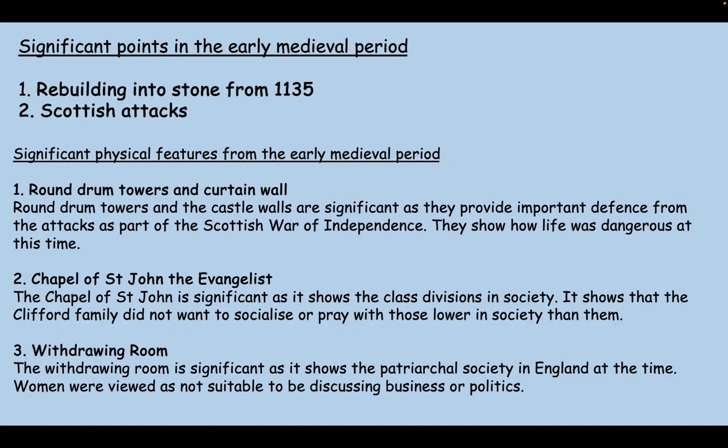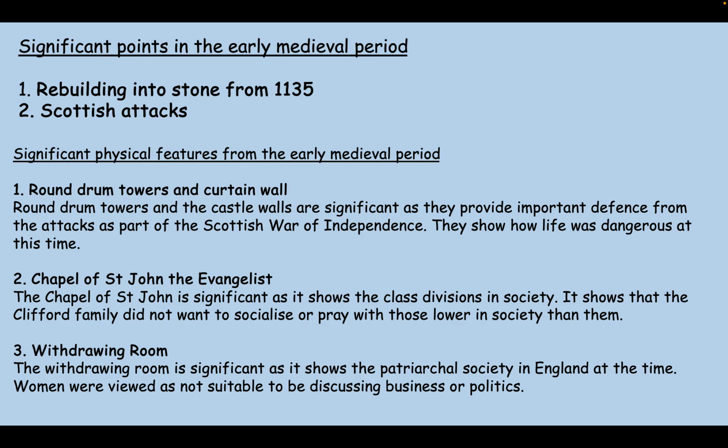If you got a question that talked about significant physical features from the early medieval period, you could talk about the round drum towers and the curtain wall, the chapel of St. John, and the withdrawing room. This question, though, we've got to be careful on because we've got to explain why that feature is significant. What does that feature tell us about life in the early medieval period? Why is it important? So the round drum towers and the curtain wall, they're important because they provide defence for people, particularly during the Scottish War of Independence.